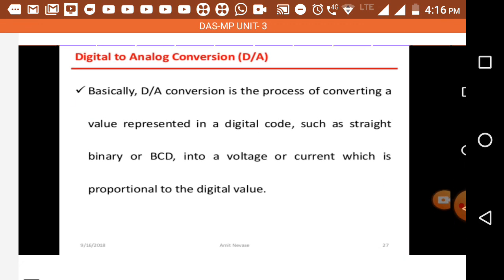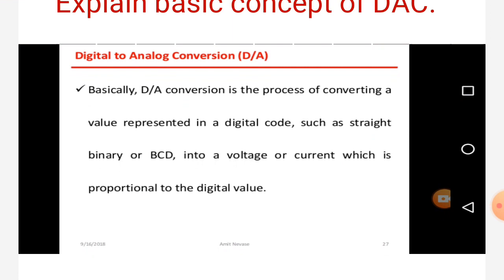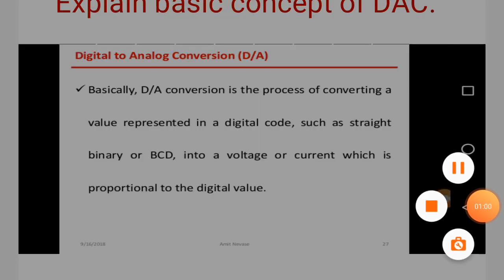D to A converter. Basically, D to A conversion is the process of converting a value represented in digital code, such as straight binary or BCD, into a voltage or current which is proportional to the digital value.